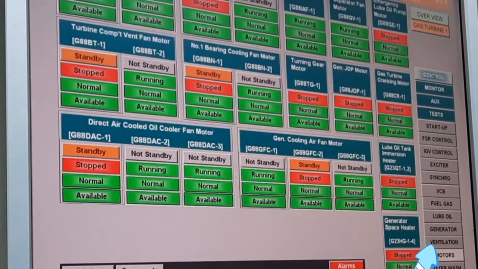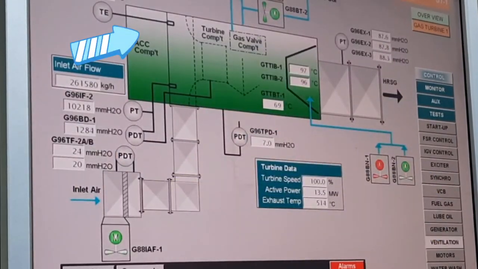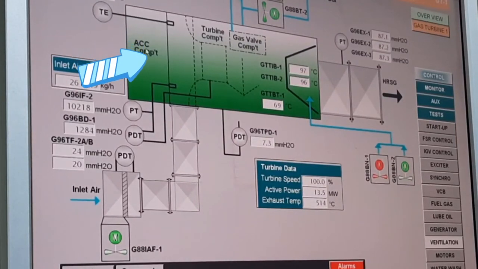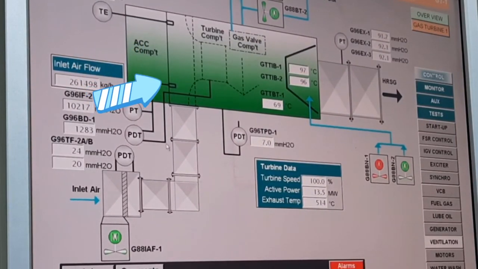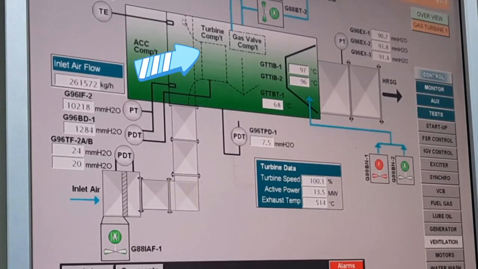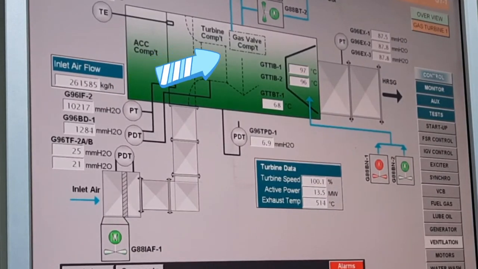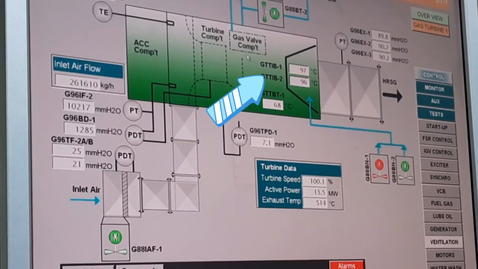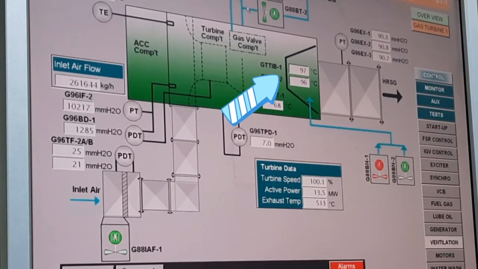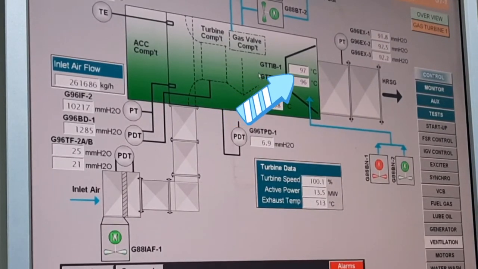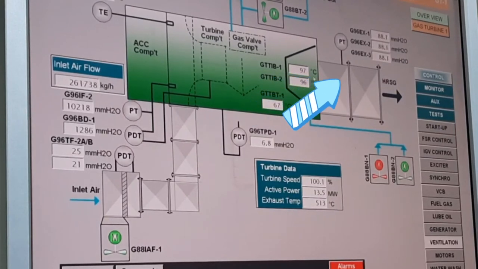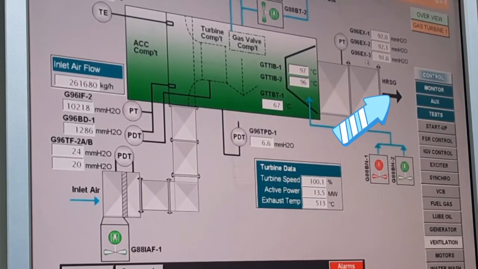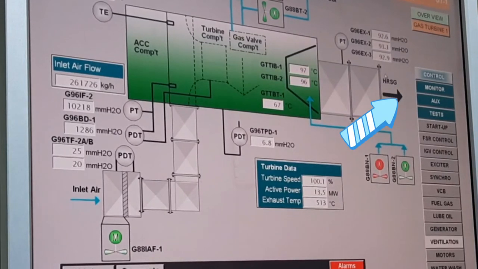So this is the motor page, everyone will know. This is the ventilation page, and this is the accessory compartment. Air first goes to this compartment, where it is the compressor. By this compressor, it goes to the turbine. After, it goes to the gas compartment, where gas will also enter, combustion will start, and firing will start. After firing, this exhaust gas will go to the HRSG unit.